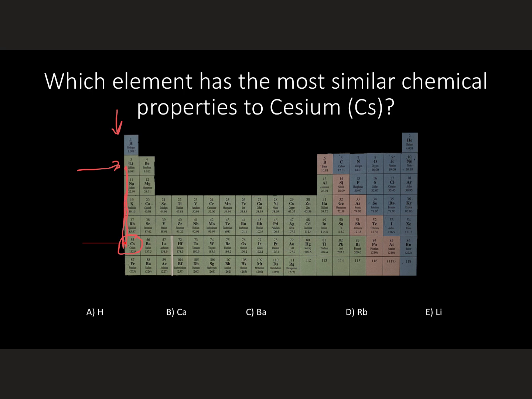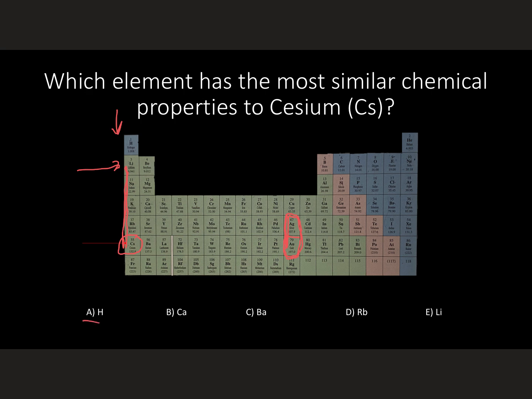have similar properties, right? So one thing that really demonstrates this, if we come over here, silver and gold have very similar properties, right? And so you can think silver and gold are very similar. So that's one way you can remember that groups, or up and down, have similar properties. So which element has most similar chemical properties to cesium is probably going to be something in the group.